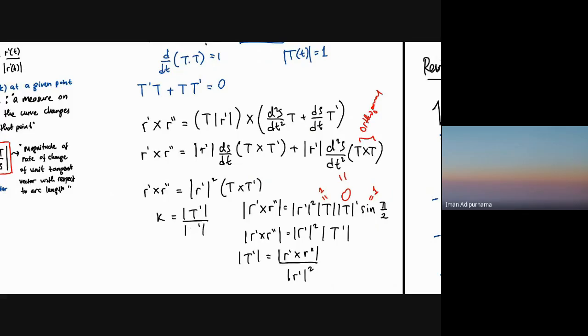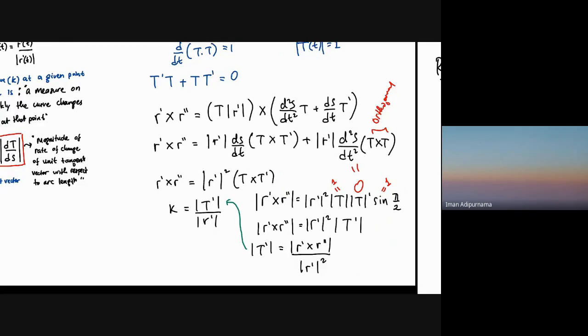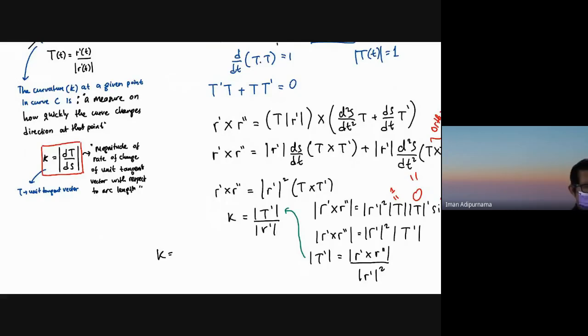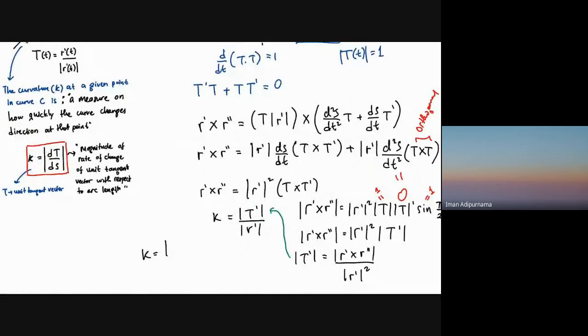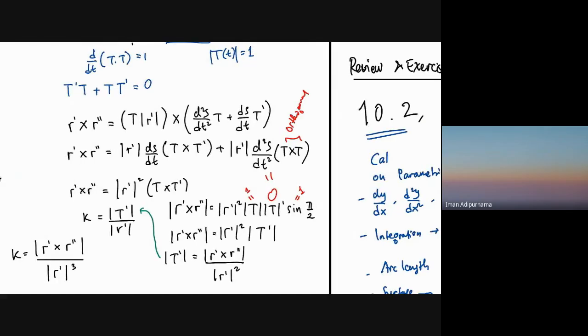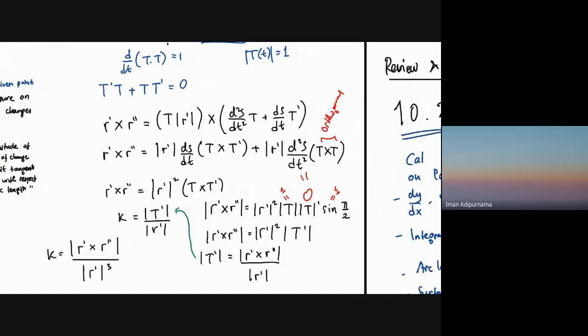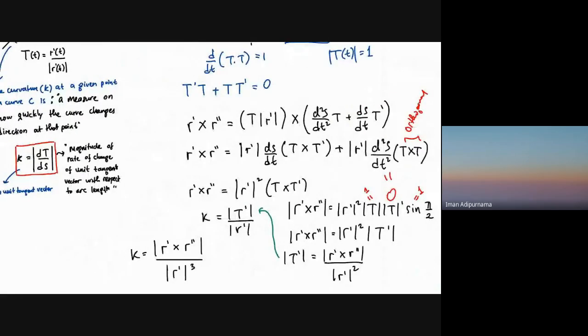Okay, so we have this. This is not D, this is R, sorry. And this we can substitute there. So curvature will be r prime cross r double prime over r prime cubed. Sorry, it should be cubed. It should be divided by r prime cubed, right? So it will be this.